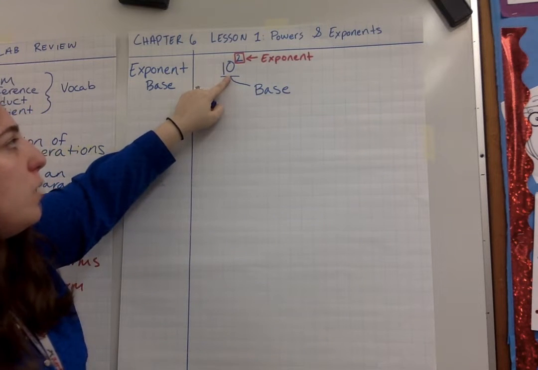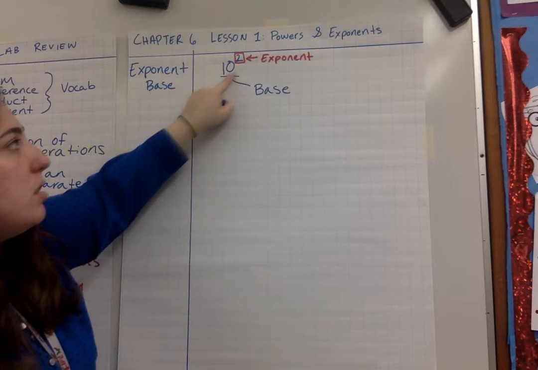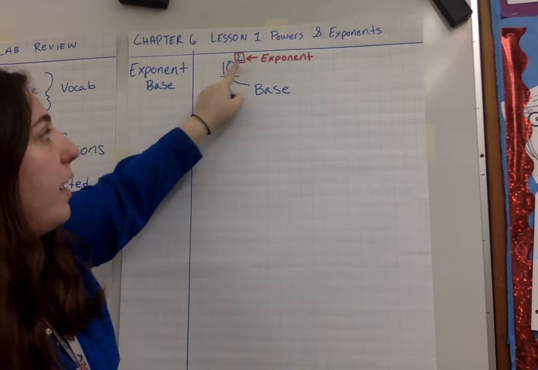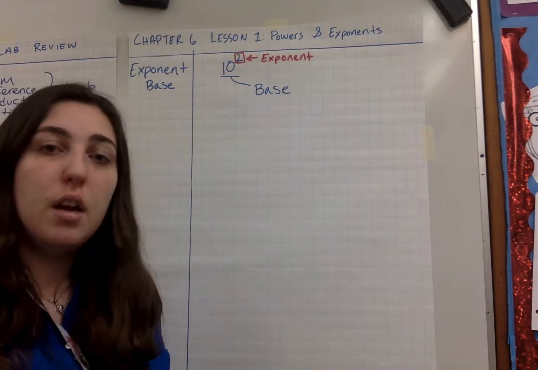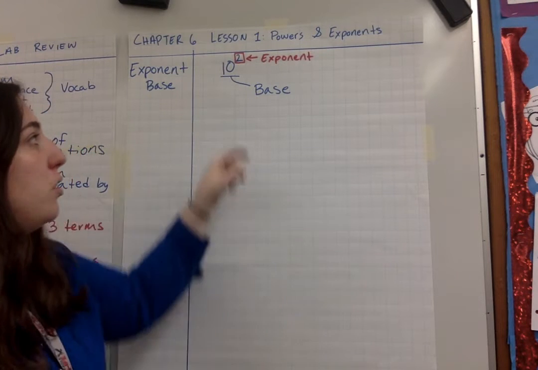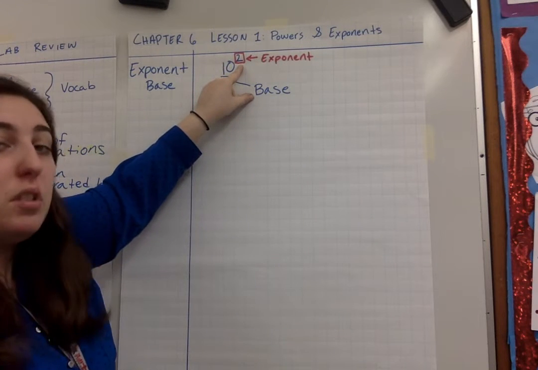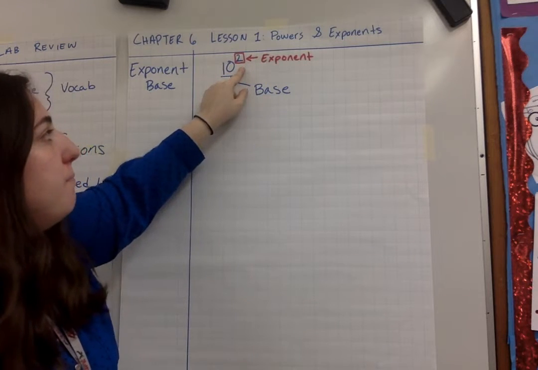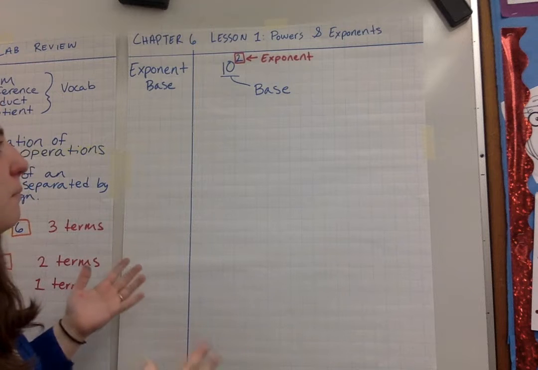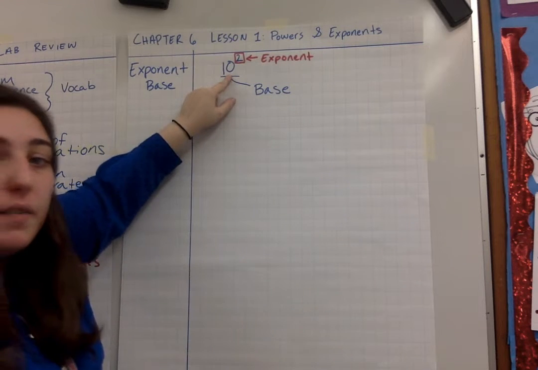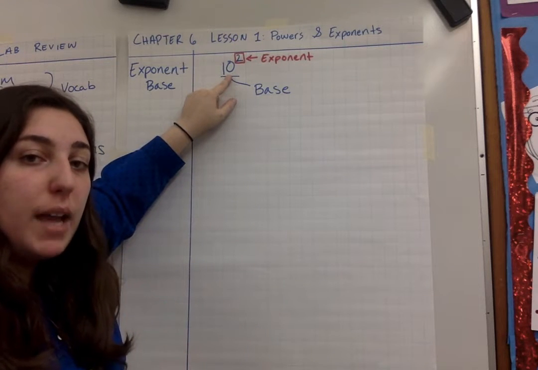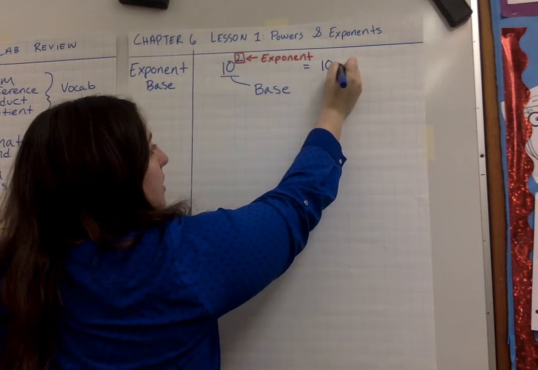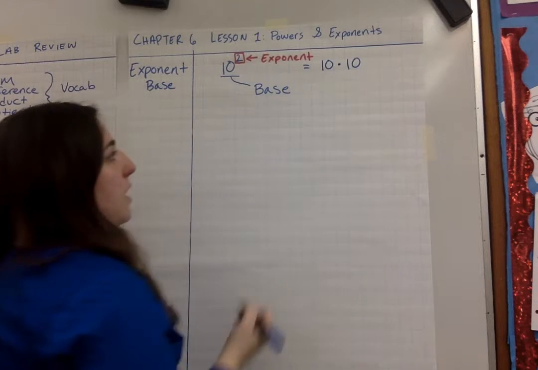A lot of students would think, to calculate this, oh, you just multiply 10 times 2 to get 20. That's not true, okay? You can't just multiply 10 times 2, because the exponent 2 means that there are 2 of these 10s and they multiply each other. So it looks like this, 10 times 10.